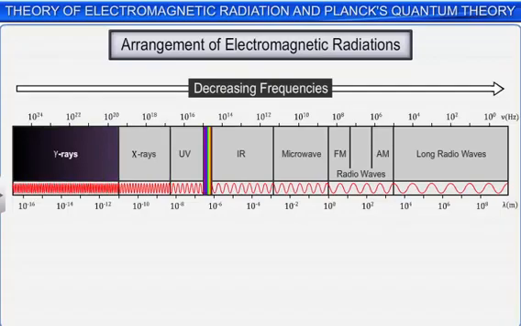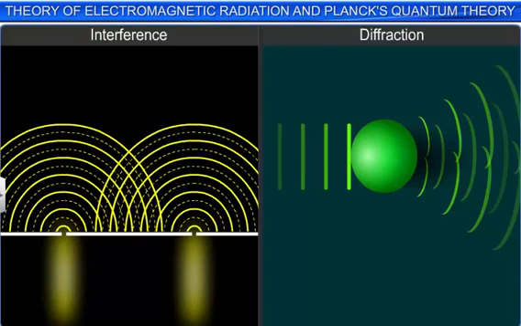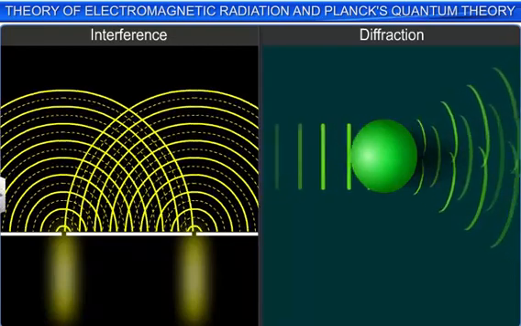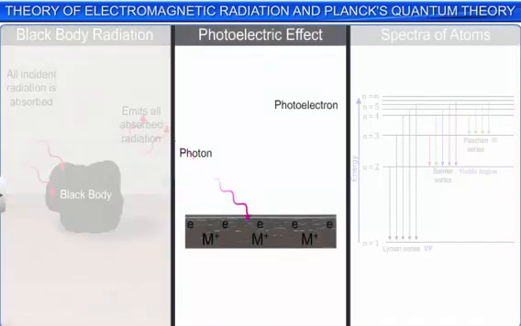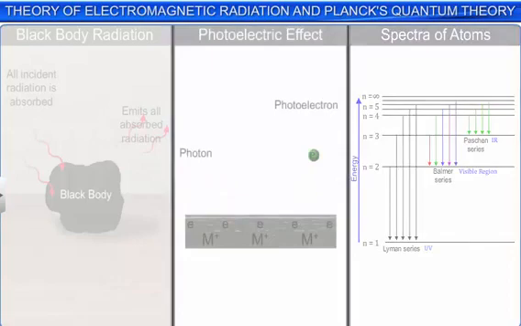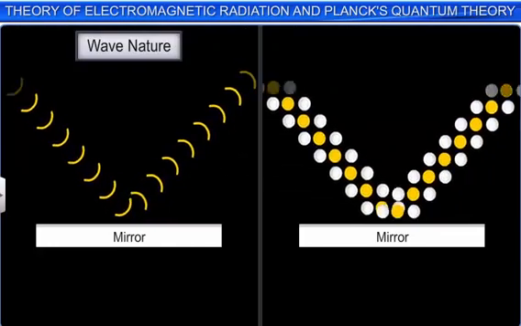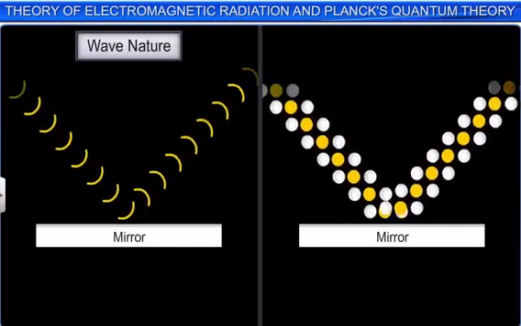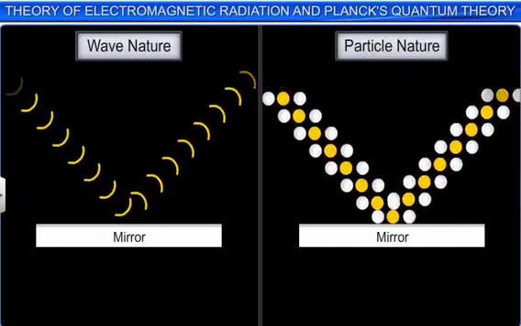The wave nature of electromagnetic radiation successfully explains the phenomena of interference and diffraction. But the phenomenon of black body radiation, photoelectric effect, and the spectra of atoms were not explained. These things could be explained only if the radiation is assumed to be a stream of photons, that is, by considering particle nature. Let's understand these phenomena one by one.